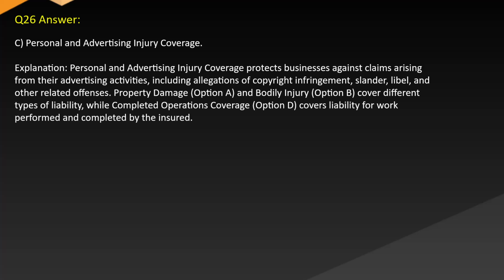Explanation: personal and advertising injury coverage protects businesses against claims arising from their advertising activities, including allegations of copyright infringement, slander, libel, and other related offenses. Property damage, option A, and bodily injury, option B, cover different types of liability, while completed operations coverage, option D, covers liability for work performed and completed by the insured.